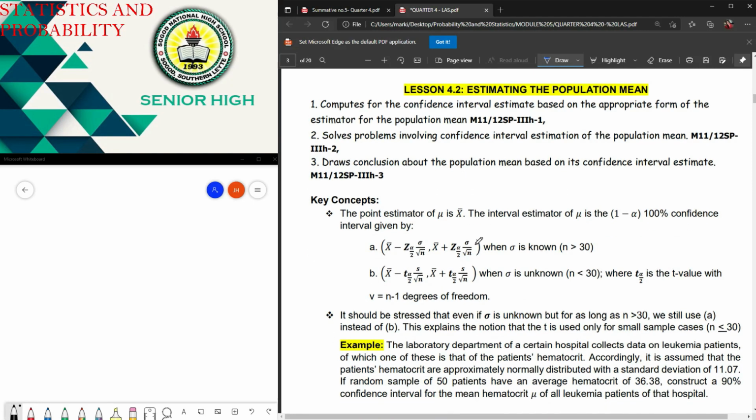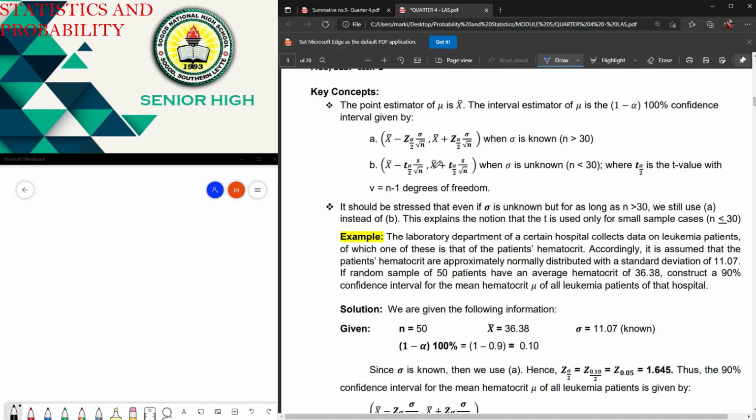So, compute the confidence interval estimate. This is our code. And then the key concept: the point estimator of the mean is the sample mean. Remember, this one is the mean for the population, and this one is the mean for the sample. The interval estimator of the mean of the population is the 1 minus alpha multiplied by 100% confidence interval given by these formulas.